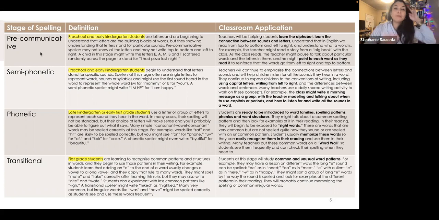So here we have pre-communicative. Your preschool and early kindergarten students use letters and are beginning to understand that letters are connected to sounds, that letters are the building blocks of words. But they show no understanding just yet, not in preschool or early kindergarten, unless they're super advanced and have a whole bunch of older siblings. They're going to have no real understanding of how reading really works.